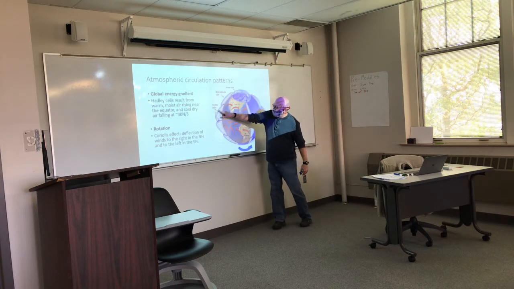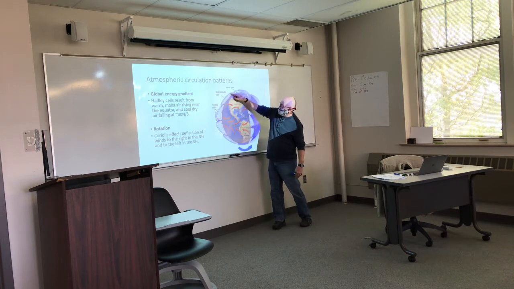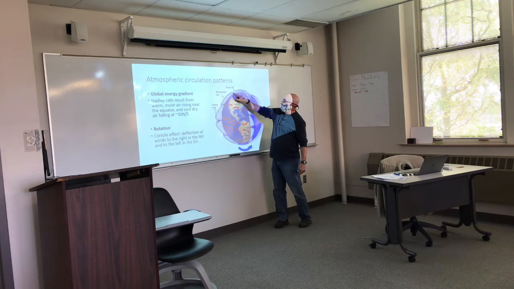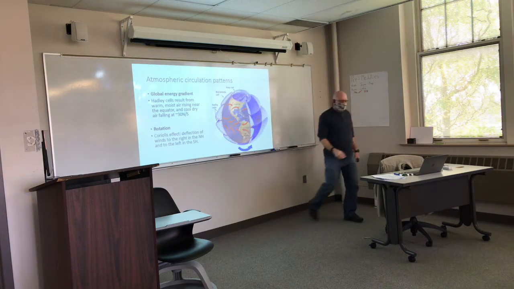This air circulation sets up this air circulation: descending cool, dry air at 30 degrees. It warms up, picks up moisture, and rises up here at about 60 degrees. And that cell of circulation sets up this cell of circulation.